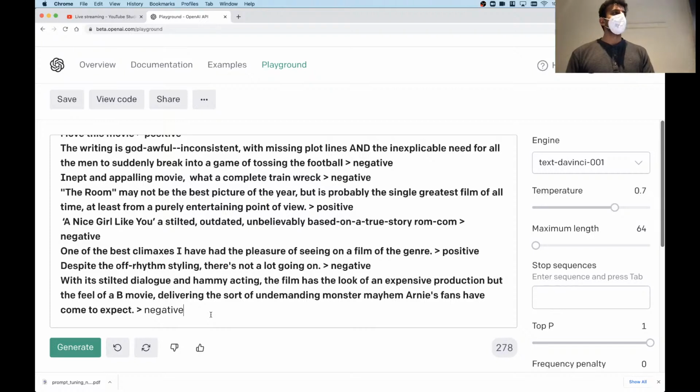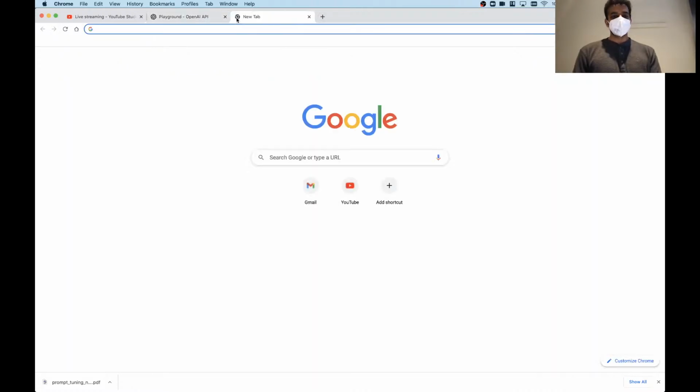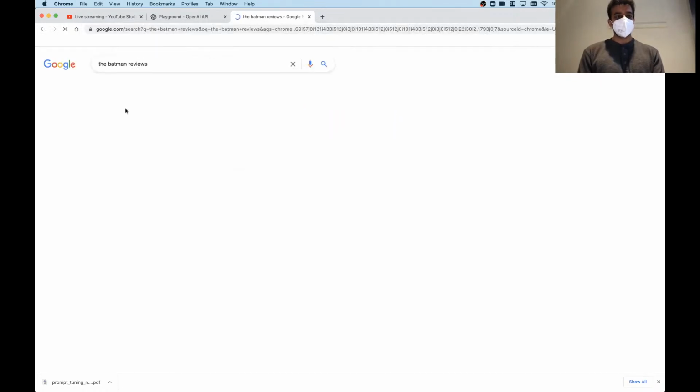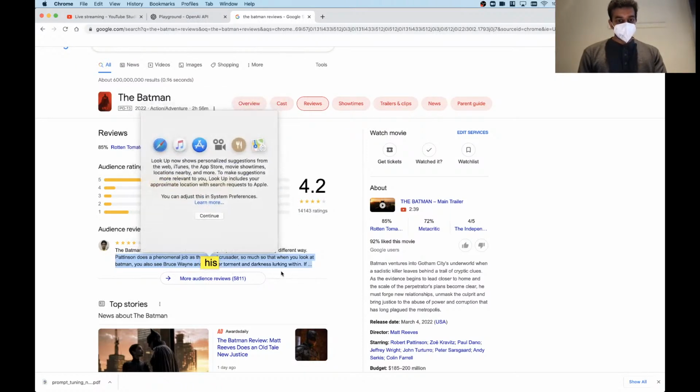Does anyone want to give me a sentence, if you can come up with one, and want to see if this model can predict it? Maybe a positive sentence? No one? Okay, maybe I'll find one then. All right, name a movie. Someone name a movie. The new one? The Batman? The Batman reviews. Okay. All right, how about this one? Pattinson does a great job. Oops, did I copy it?